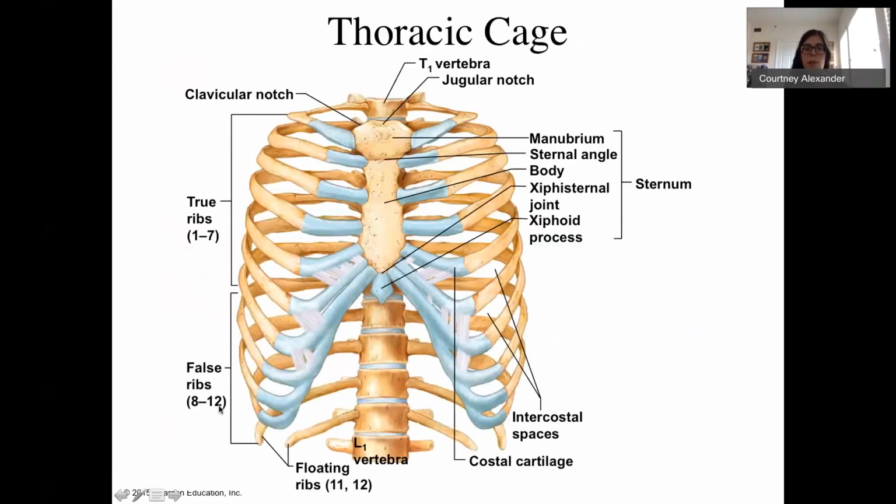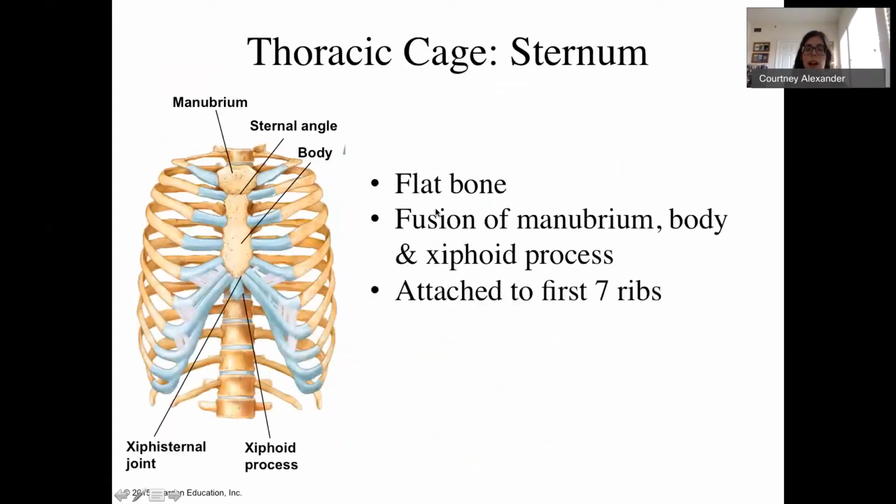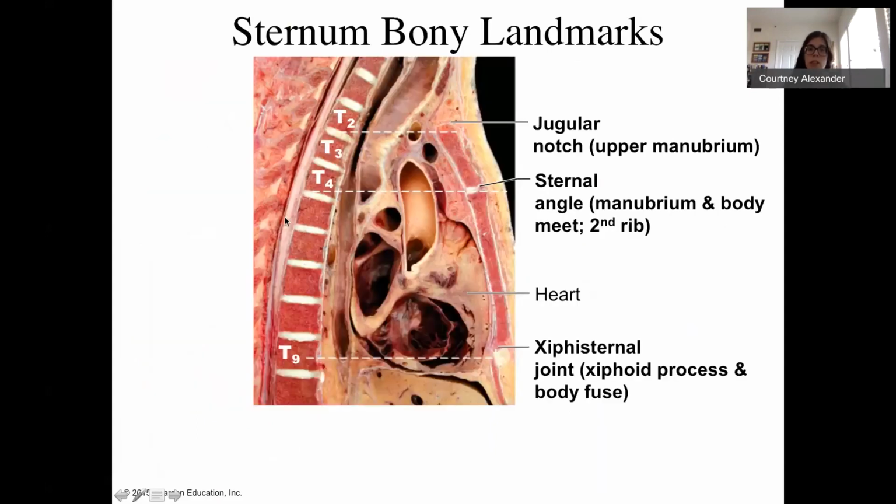Moving on, we have our thoracic cage, which is made of our sternum and our ribs. The sternum is a flat bone. It's a fusion of 3 bones, the manubrium, the body, and the xiphoid process. And this is attached directly to the first 7 ribs. It has a few landmarks, like the jugular notch and the sternal angle, that help direct people to the anatomy of the heart lying behind it.